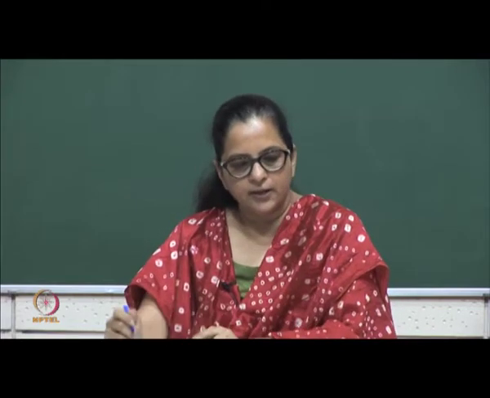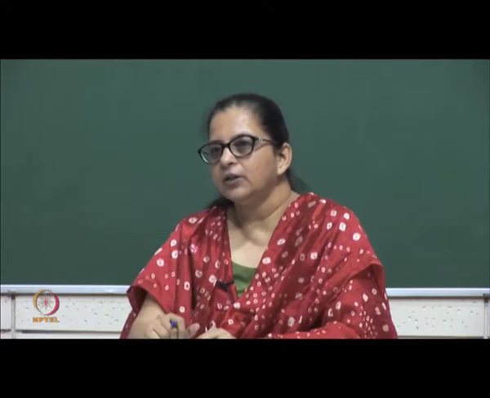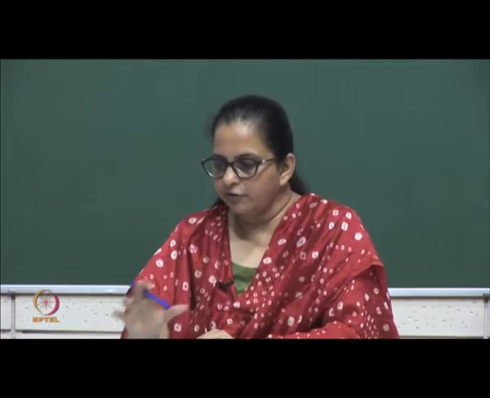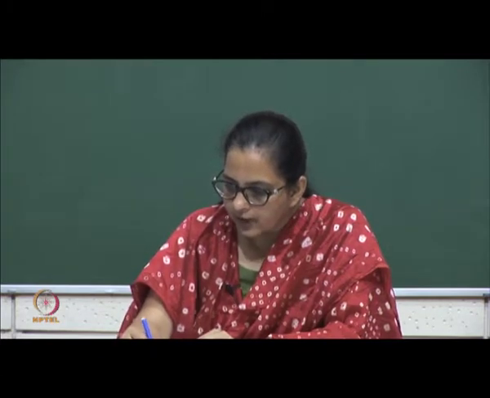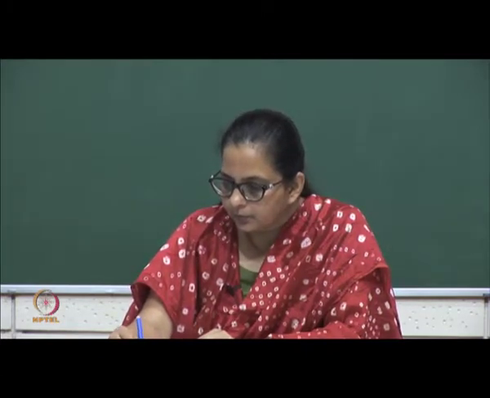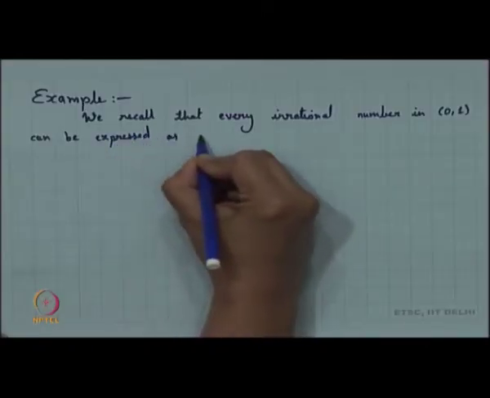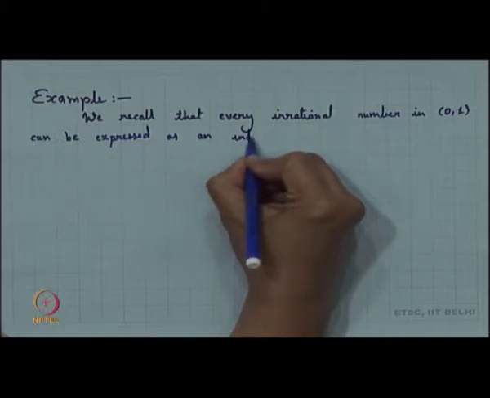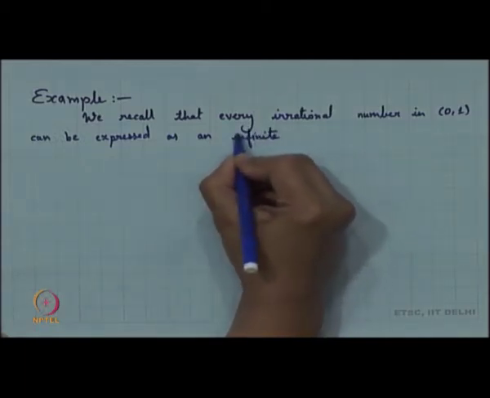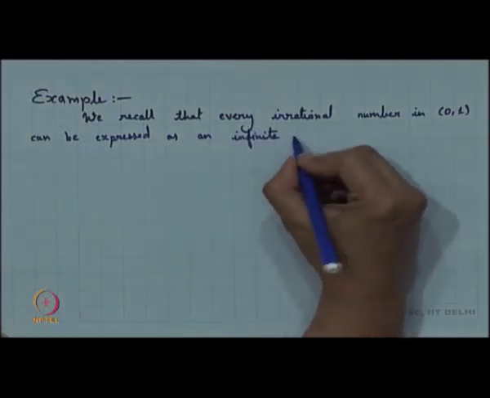Now, think of this example, we first recall, right. So, this is something from number theory which we all know very well. So, we recall that every irrational number in the open interval (0,1) can be expressed as an infinite continued fraction.